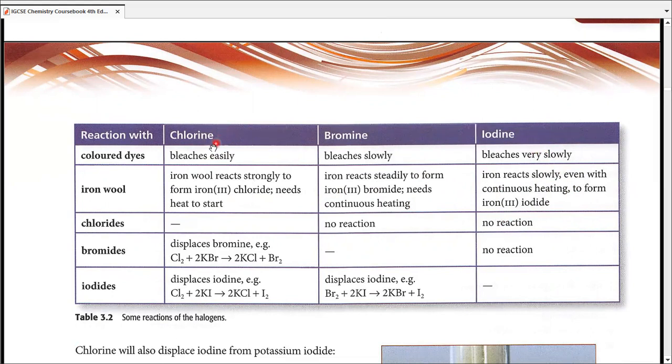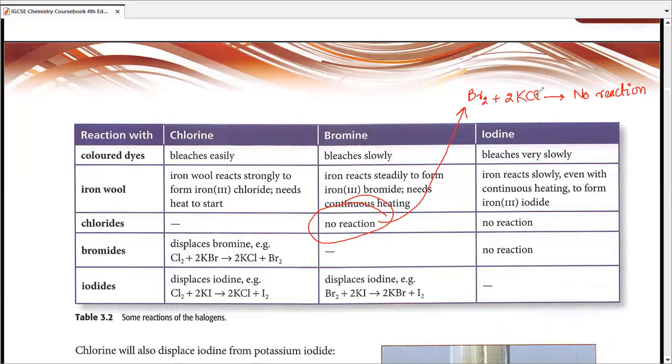You would notice one more thing. Chlorine can displace bromine and iodine from their salt solutions. Bromine can only displace iodine because it is more reactive than iodine, but it cannot displace chlorine from its salt solution. So there is no reaction. Sometimes these kinds of reactions are written in order to confuse students. Let's say if you have a reaction written like this, they mean can bromine displace chlorine? So you're simply supposed to write no reaction.